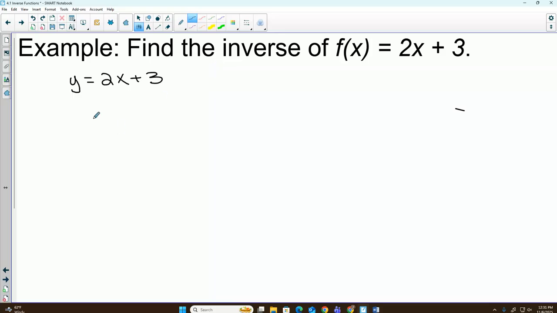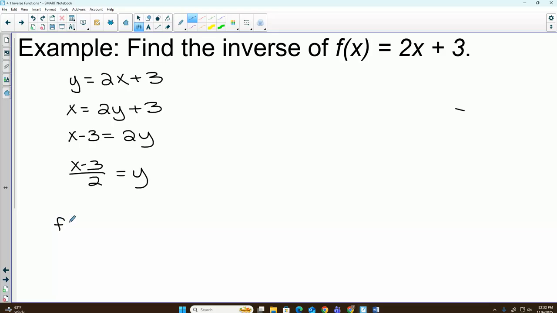Step 2, we switch x and y. So our y becomes an x, and our x becomes a y. Okay, that's what the inverse does. Now we're trying to get our equation, so we're going to solve for y. So we can subtract the 3, divide by 2. And the final step to show that we found the inverse, we'll put it back in function notation. But this is now the inverse, so we say f inverse of x is equal to x minus 3 over 2.